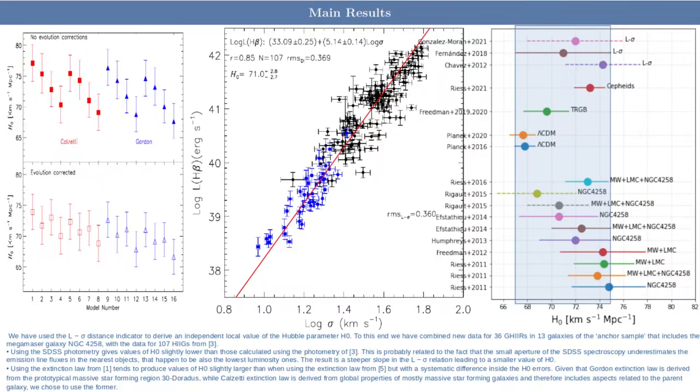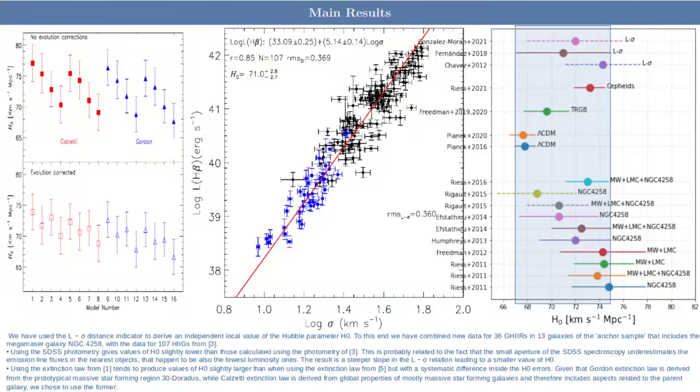In the left panel we can see the measurement of the Hubble constant for different combinations of systematic effects and an additional correction by evolution. In the middle panel I show the L-sigma relation resulting from the minimization process with our best value of the Hubble constant, 71 plus 2.8 minus 2.7 kilometers per second per megaparsec.